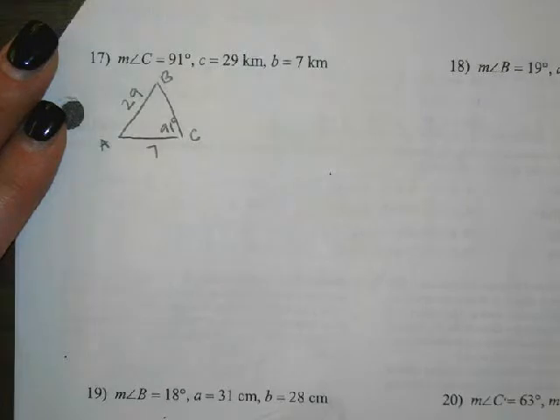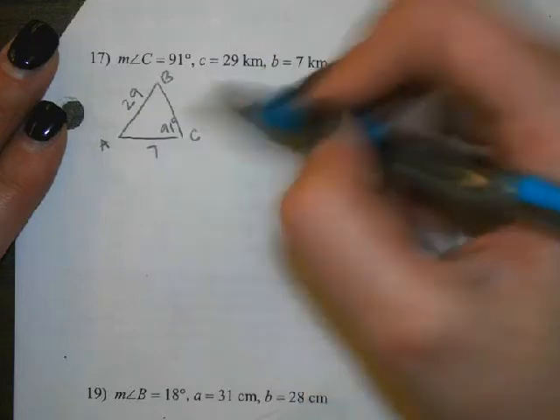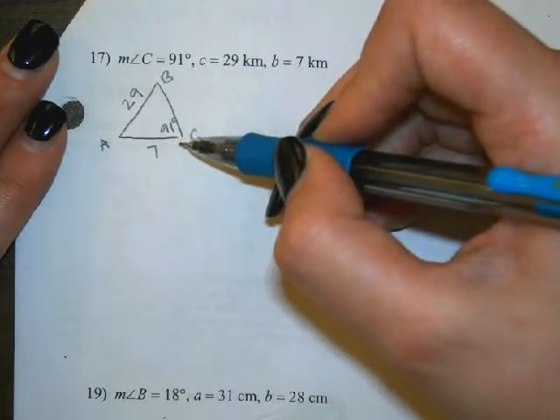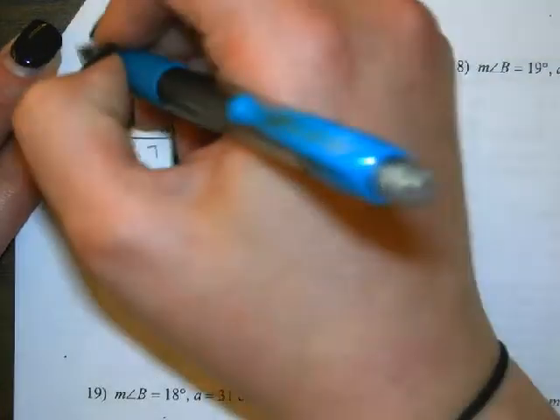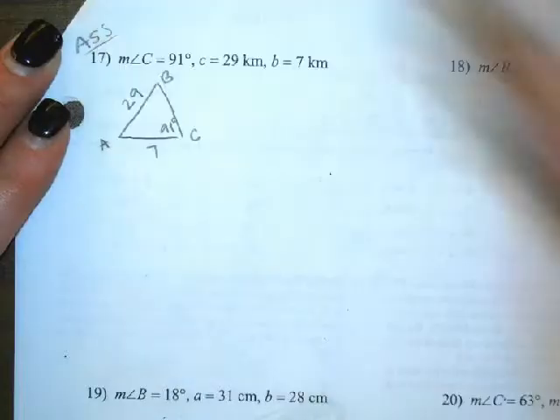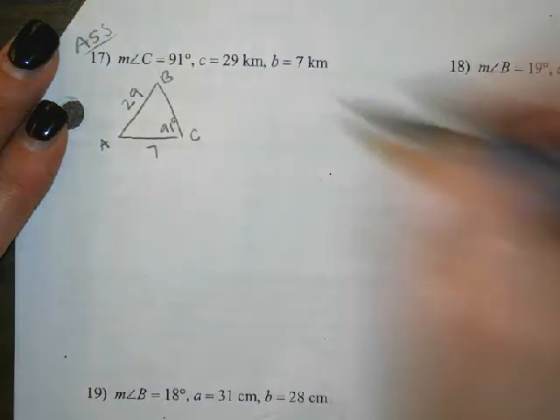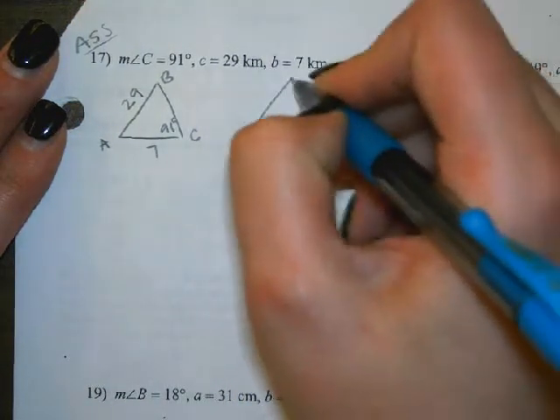So if we look at the information they gave us, what situation is this? Yeah, we have two sides and an angle that is not in between them. So what is that? Angle side side, or you could say side side angle. Okay, so how many triangles should I be drawing? 2, because it could be 2. It doesn't have to be, but it could be.